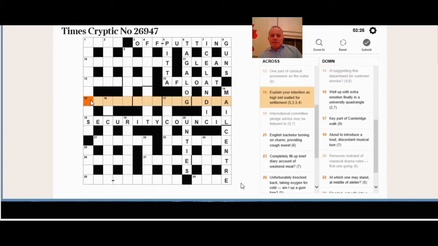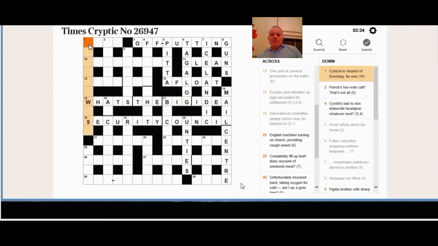And that gives me 15 across, because now that the last word ends in something D, something A, what's the big idea occurs to me as a phrase meaning explain your intention. So now one down, cynical in respect of downing for one. Well, downing for one is very suggestive there. And that's what I was using here. And given the letters I've now got in the grid, that makes this answer streetwise.